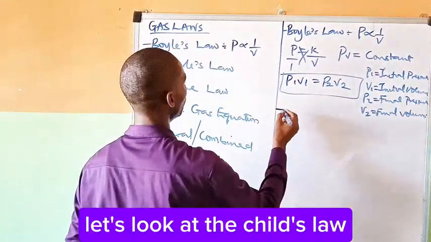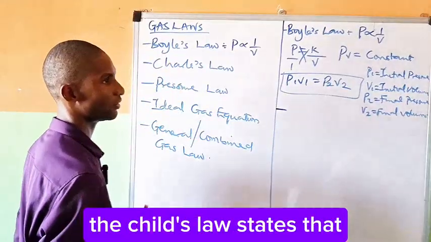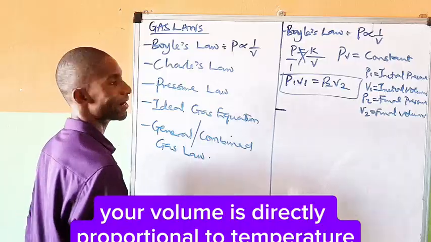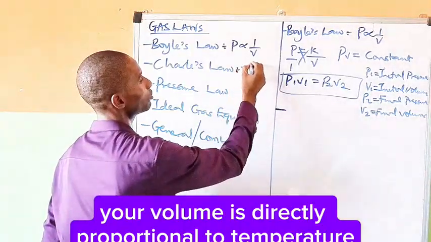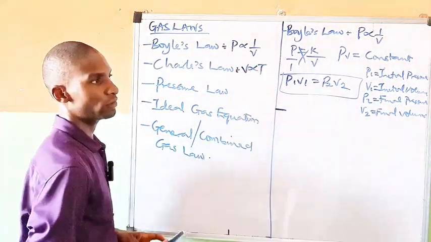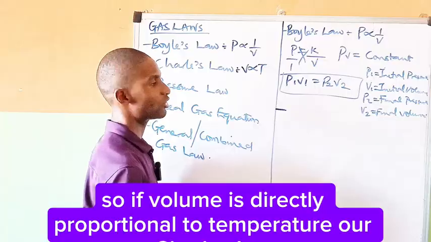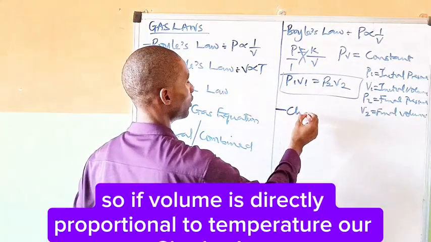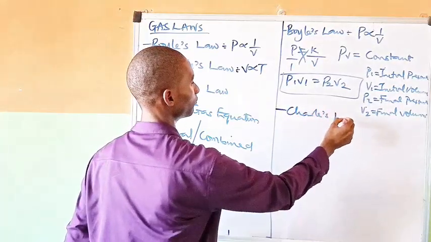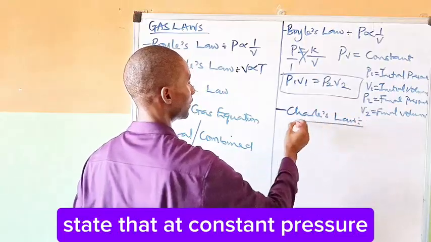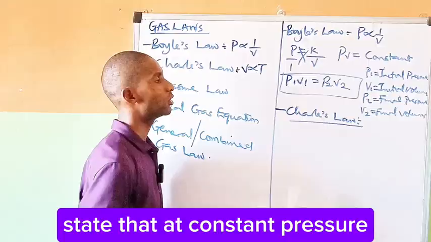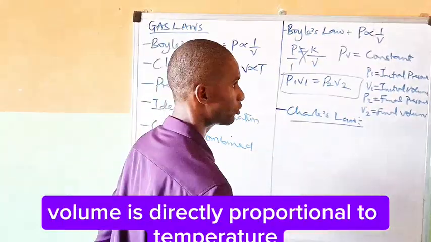Let's look at Charles' law. Charles' law states that volume is directly proportional to temperature. At constant pressure, volume is directly proportional to temperature.